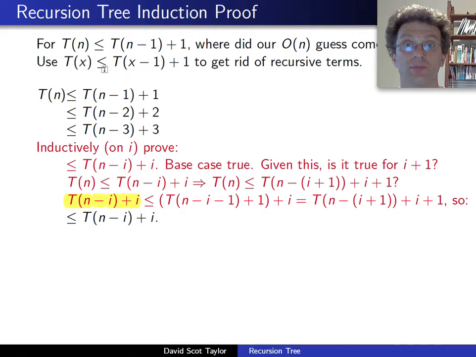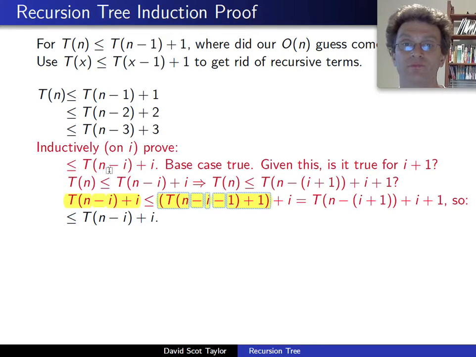Using our relationship where I plug in n minus i for x, I know that this term is going to be less than, well, here's plugging in my n minus i for x. I still have my plus i term at the end, right? And then I just do some algebra, I work that out, and I have T of n minus 1 plus i is less than or equal to T of n minus i plus 1 plus i plus 1. That's exactly what I'm trying to prove, okay?